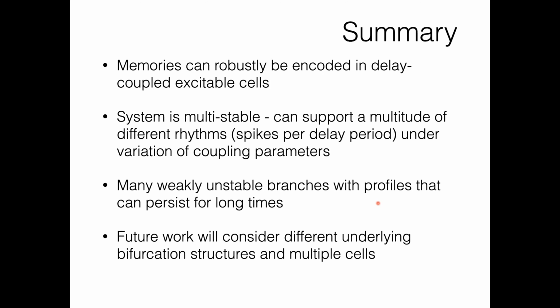And actually, I think there is evidence to suggest that there are other stable branches of solutions that don't have equispaced pulses. So there are probably even more stable solutions than we've looked at here. And in the future, we'll be trying to unravel a little bit more of that, exploring what happens with different underlying bifurcation structures. And more importantly, I think to the neuroscientific community, what happens when you couple multiple cells? How does the scaling of this multi-stability change when I increase the number of cells?